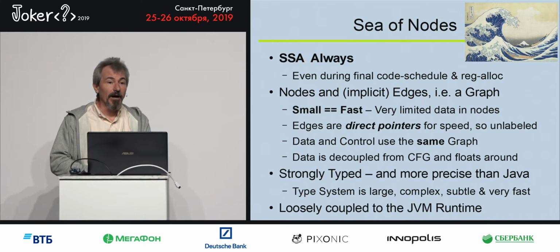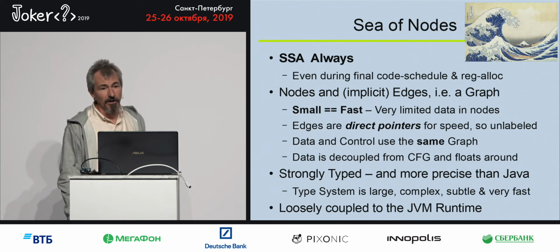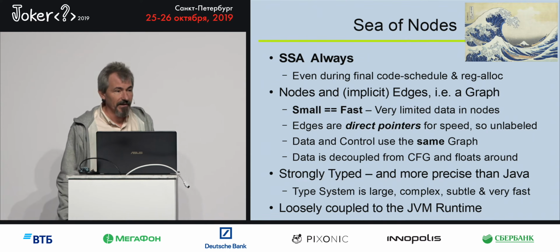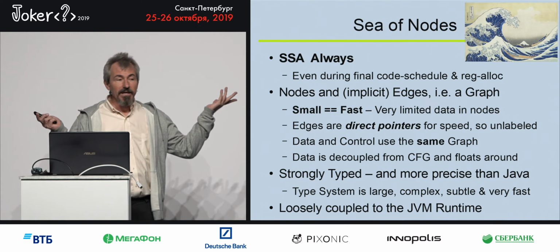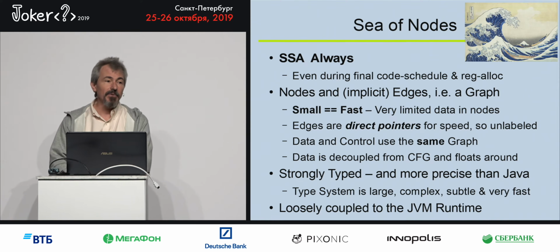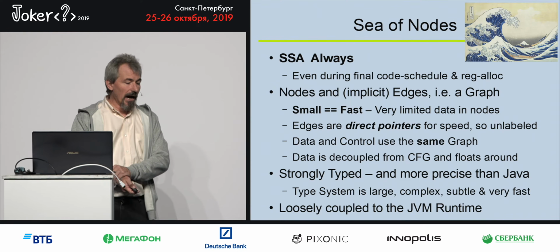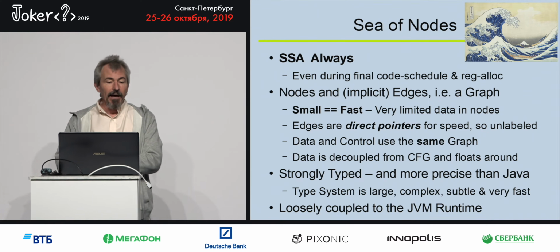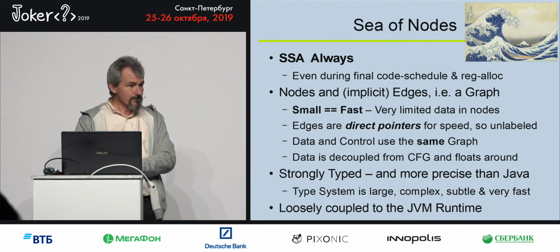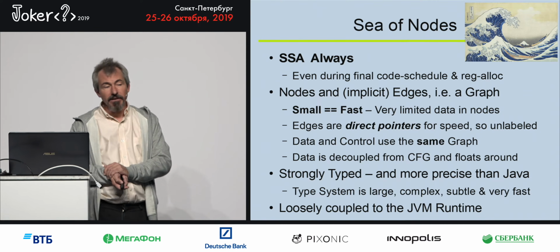And it starts with the IR, which I came up with the word sea of nodes when I was a grad student at Rice. In this IR, it's always SSA form, even during final code scheduling and register allocation, and that's very unusual in that era. The IR is represented as nodes with edges, which makes it a graph, and it needs to be fast, so it needs to be small. So there's very limited data in the nodes, and we'll get more on that in a second.